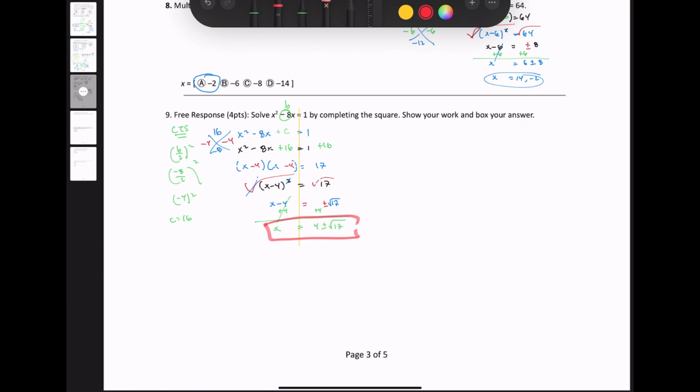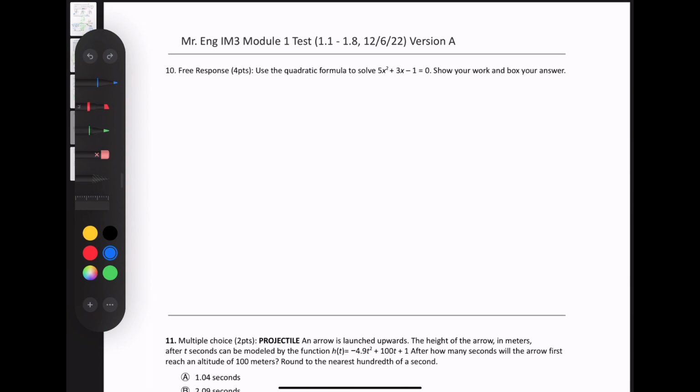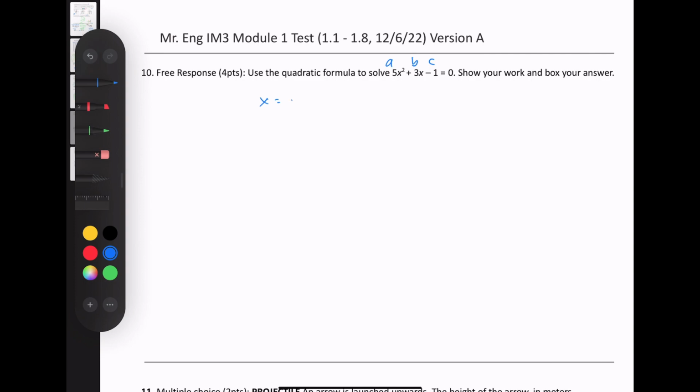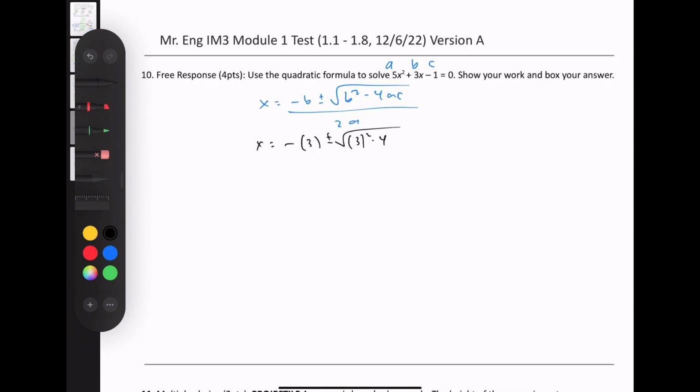And not multiple choice. For your response, I gotta show my work. All right, question number 10 tells me to use the quadratic formula. My A is 5, my B value is 3, and C value is negative 1. I'm gonna write out the quadratic formula. X equals negative B plus or minus square root B squared minus 4AC all over 2A. My B value is 3, use parentheses. My A value is 5, and my C value is negative 1.